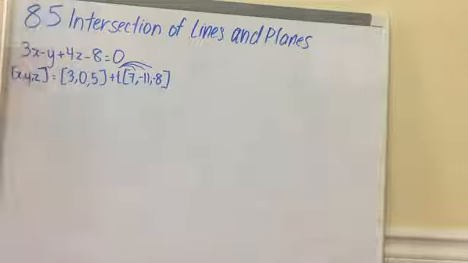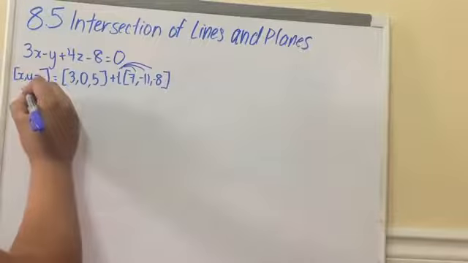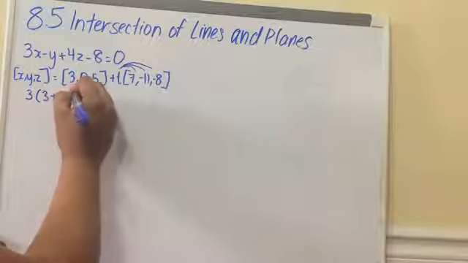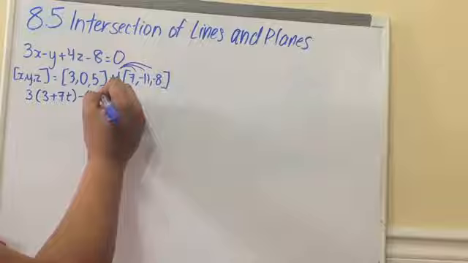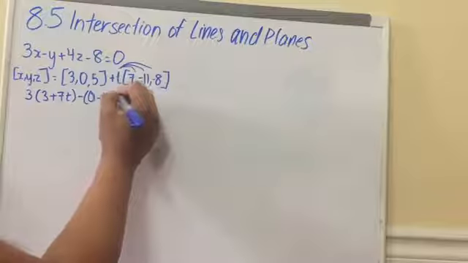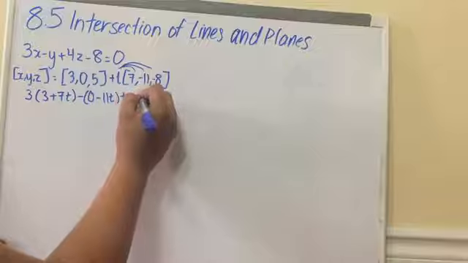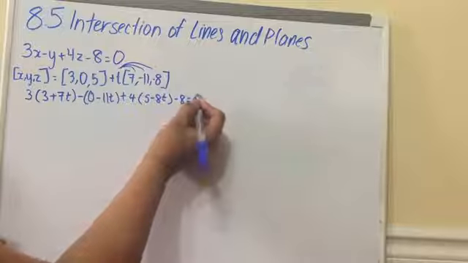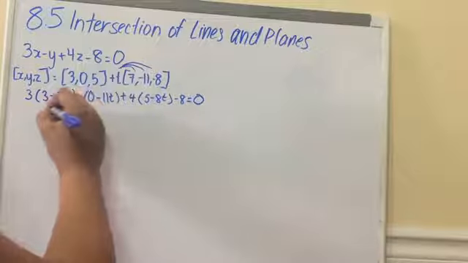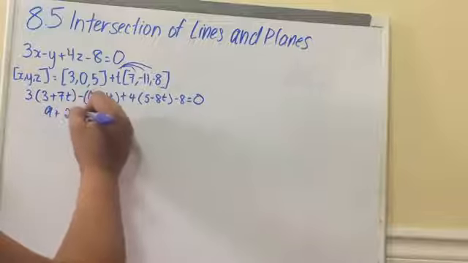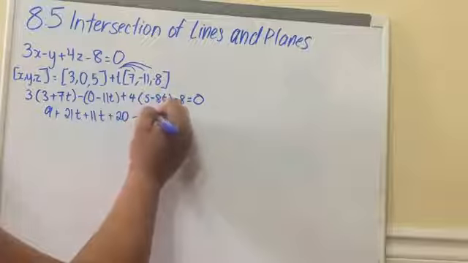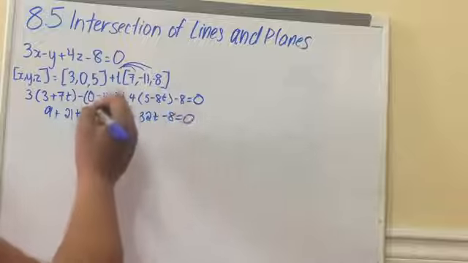And now we would sub that into the equation. So that's going to be 3 times the x value, so 3 plus 7t, minus 0 minus 11t, plus 4 times 5 minus 8t, minus 8 equal to 0, and that's going to give us 9 plus 21t plus 11t plus 20 minus 32t minus 8 equal to 0.